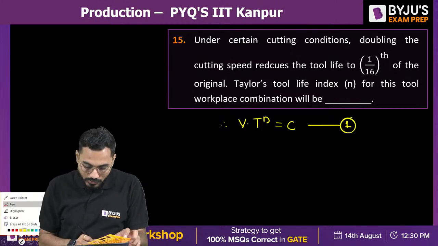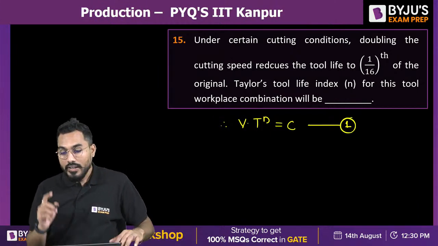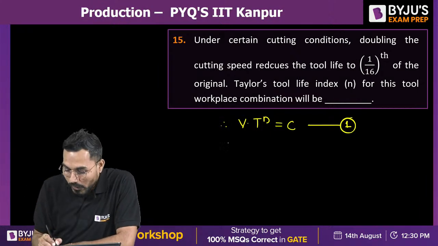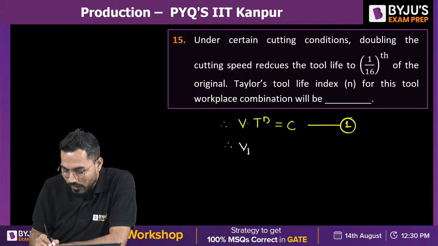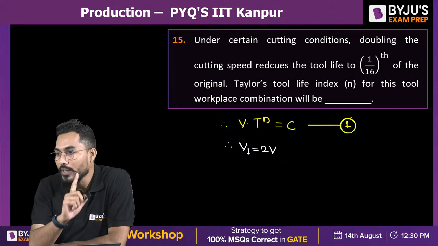Now what will be the second equation? It's very simple: we are increasing the cutting speed. So what will be the new cutting speed? It will be double the original one. So we'll say that the new cutting speed V1 will be exactly equal to 2 times the original cutting speed. Right, fine. Everybody solve this question.